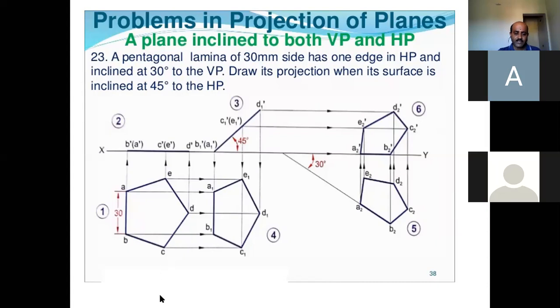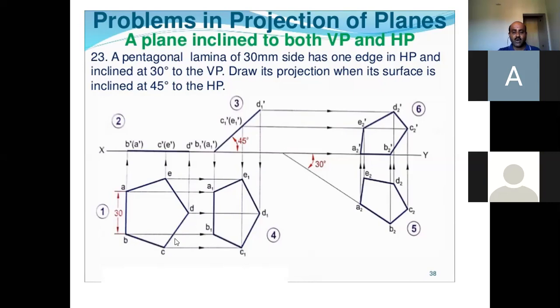So these are the points which can be seen in this direction. When you observe this pentagonal lamina in this direction, you can see point B, point C, and point D. And you can see these two edges: the side which connects BC and the side which connects CD.